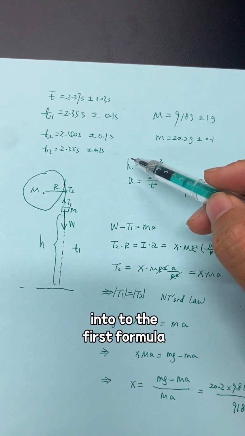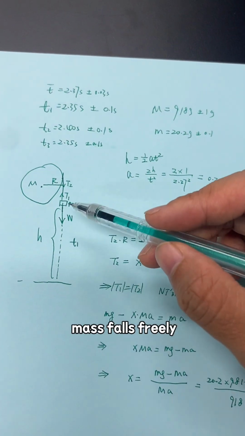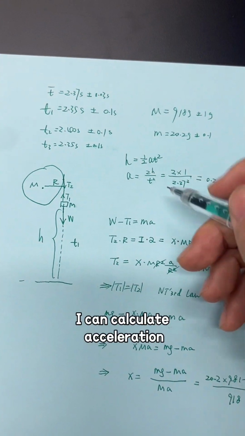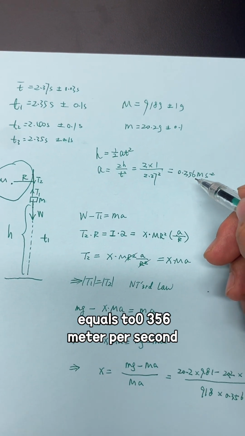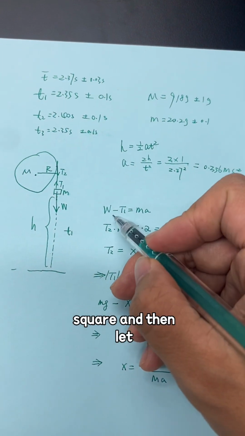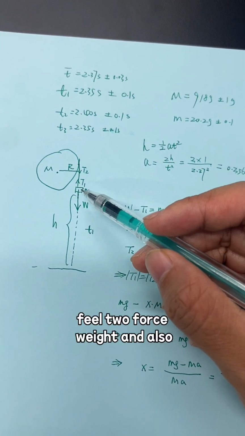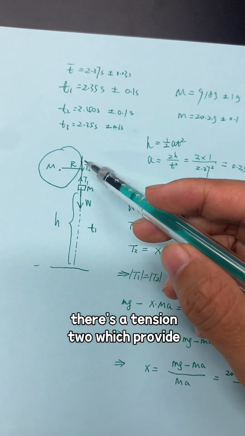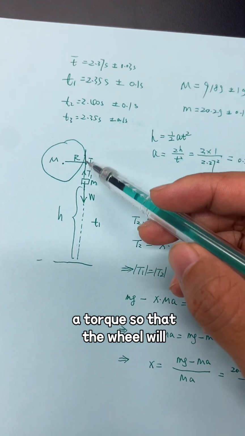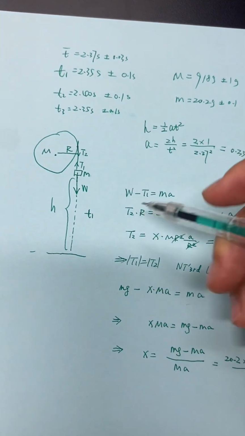Then plug into the first formula, h equals 1/2 a t squared, which basically means that the mass falls freely. So I can calculate acceleration equals 0.356 meters per second squared. And then let's draw a free body diagram. You can see that the mass feels 2 forces, a weight and also a tension. And for the wheel, there's a tension T2, which provides a torque so that the wheel will accelerate angularly.